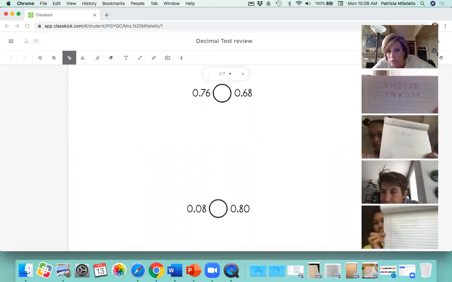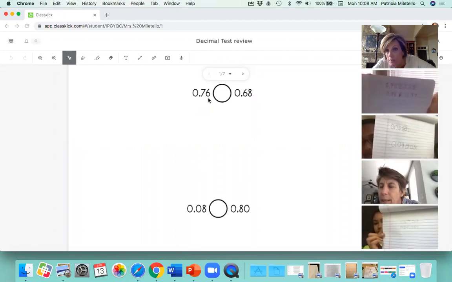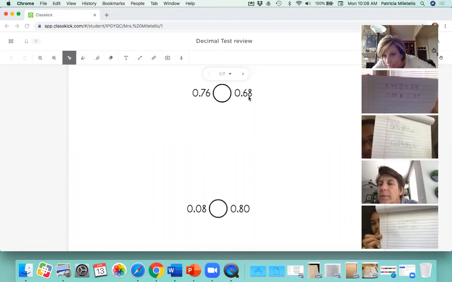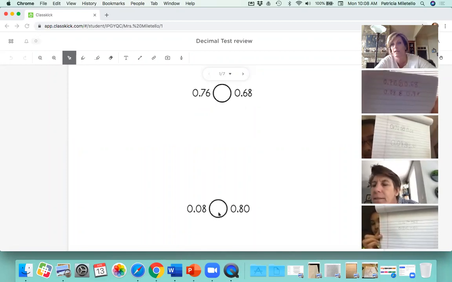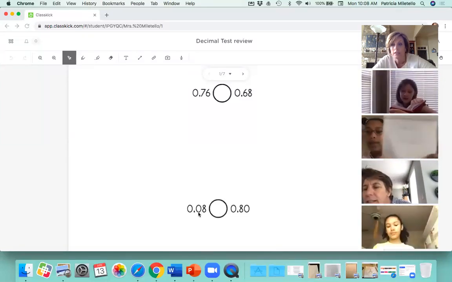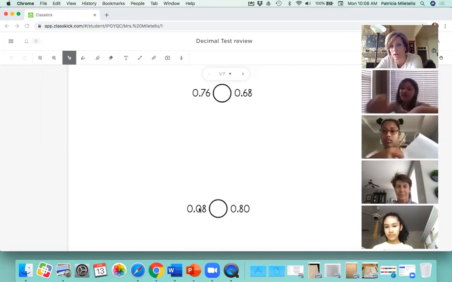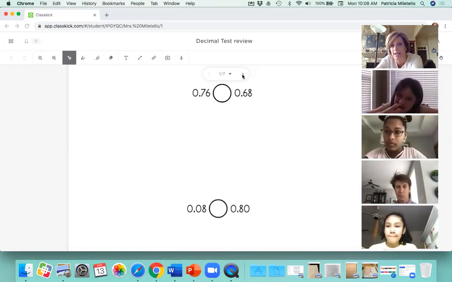76 hundredths is greater than 68, and 8 hundredths is less than 80 hundredths. Less than 80. Okay. I thought it was equal to. Let me show you. So I'm going to show you this one, 8 hundredths and 80 hundredths.